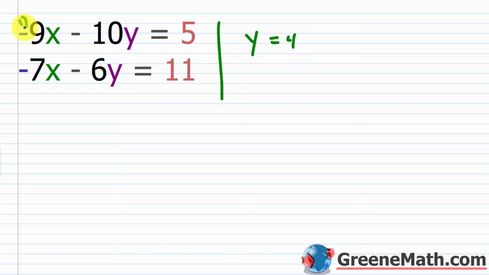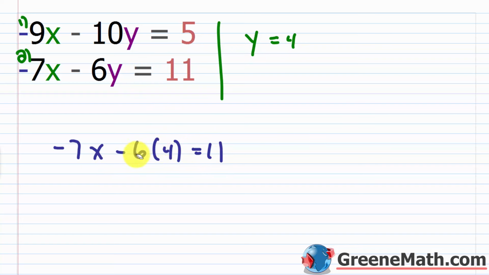And again, let me put these numbers back up so I can refer to these equations. And now I can just plug a 4 in for y in either equation 1 or 2. Doesn't matter. Let's just use 2. So we'd have negative 7x minus 6 times, again, plug in a 4 for y, equals 11. So now I can solve for x. So negative 6 times 4 would be negative 24. And what I can do now is just add 24 to both sides of the equation.